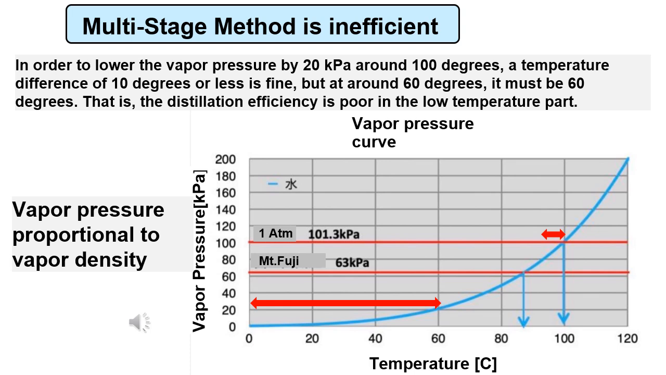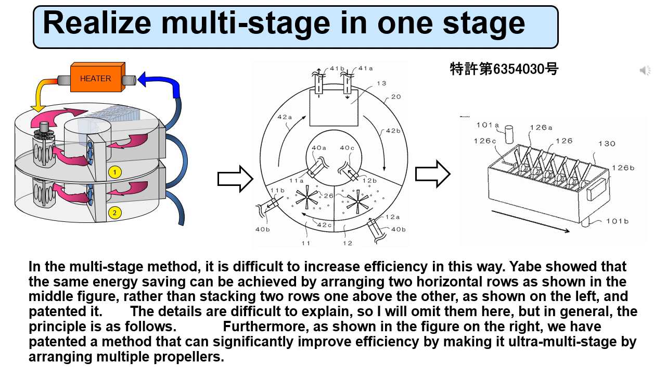This vapor pressure is almost proportional to the amount of water vapor in the air, so in order to reduce the amount of water vapor, that is, to increase the amount of condensate, a large temperature difference is required at low temperatures. Then, as I mentioned earlier, even if the temperature is lowered by 20 degrees every stage, the amount of condensate will gradually decrease. This is a disadvantage: the lower the temperature, the lower the efficiency of water production. In the multistage method, it is difficult to increase efficiency in this way.